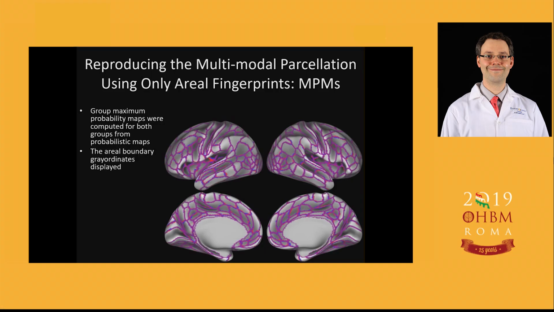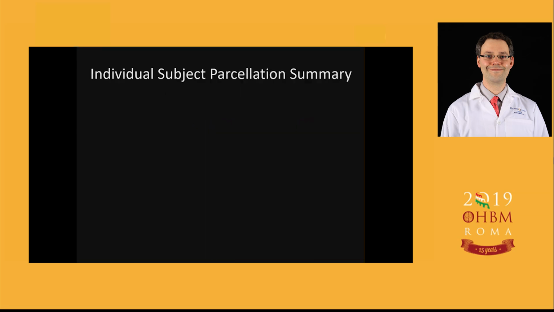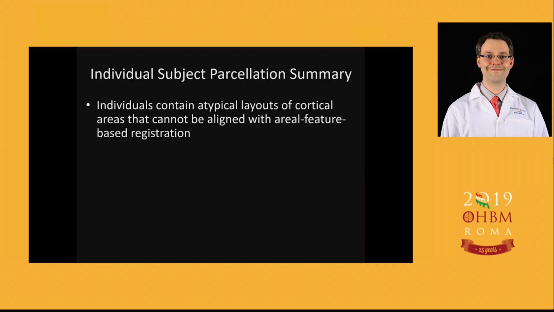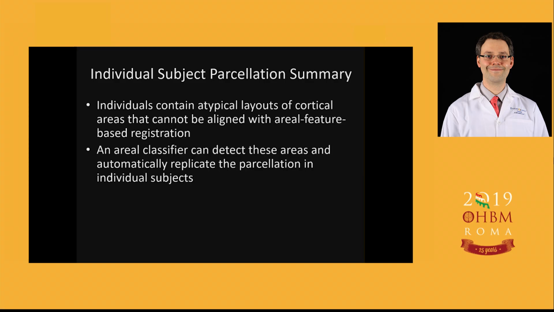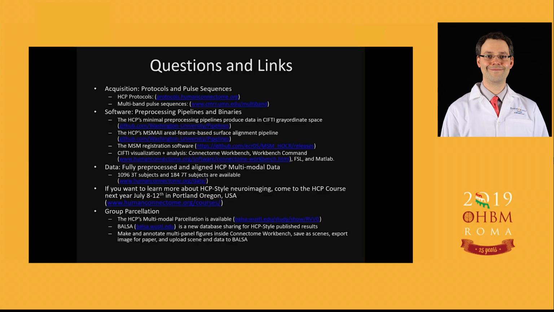So the areal boundary grayordinates are displayed. Blue means it's a boundary in 210P, red for 210V, and purple for both. And you can see there's very high overlap, a very good agreement. Correlation of these parcellations is near 1, which is in line with those original data that was used to generate the original parcellation. So to summarize, individual subjects contain atypical layouts of cortical areas that cannot be aligned with areal feature-based registration. The areal classifier can find those atypical areas automatically in individuals. We can replicate the group parcellation, and the areal classifier and individual subject parcellations are coming soon. I can take any questions.